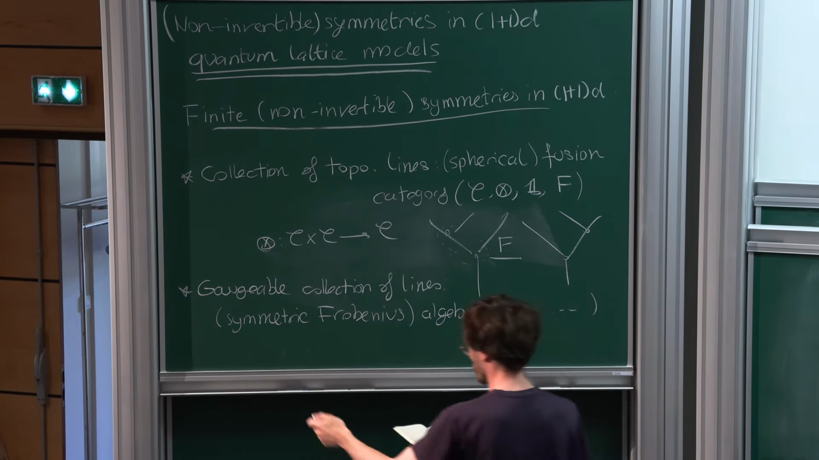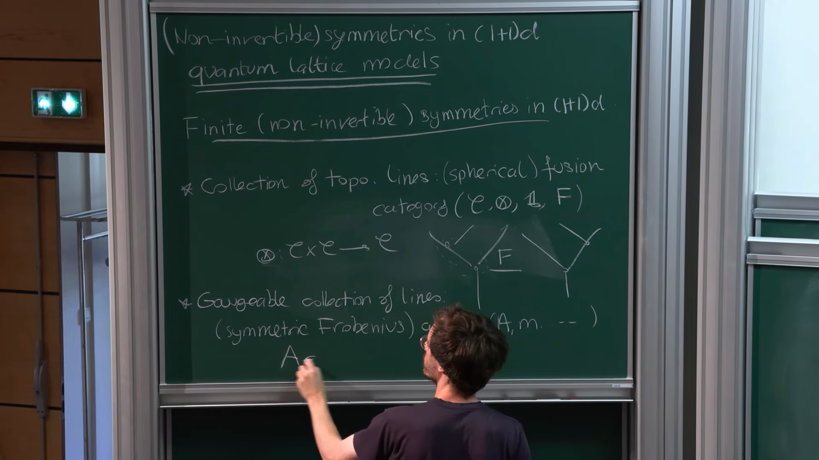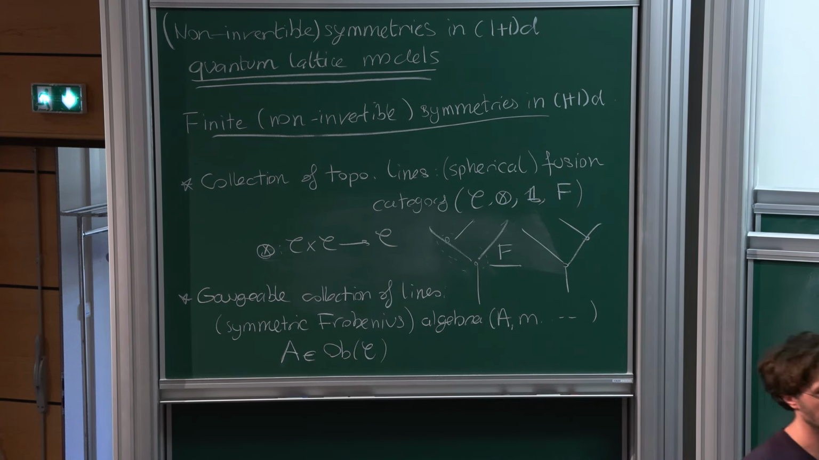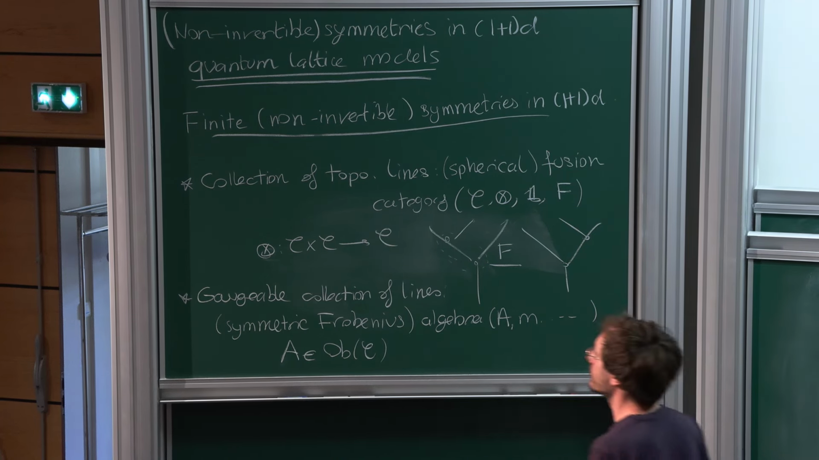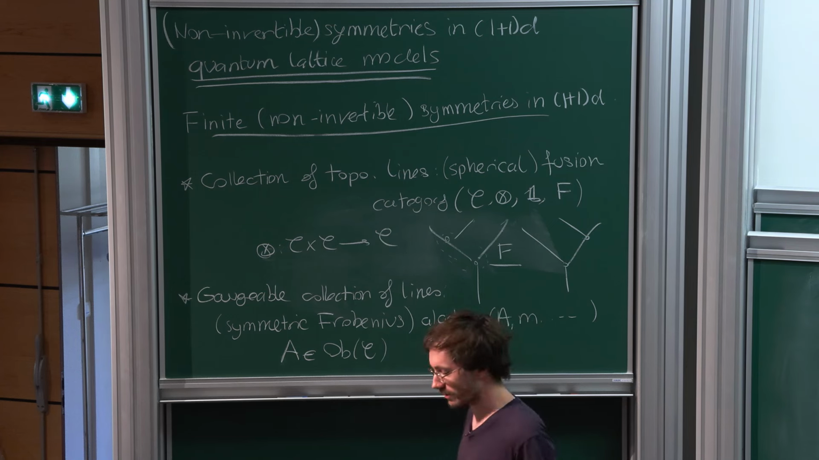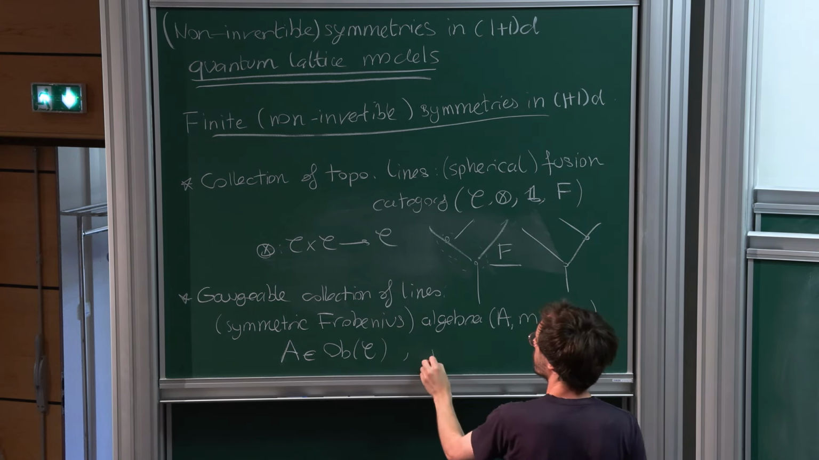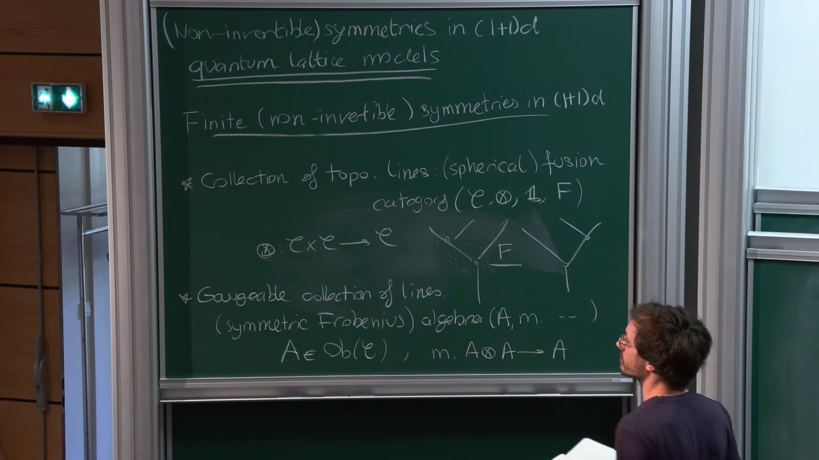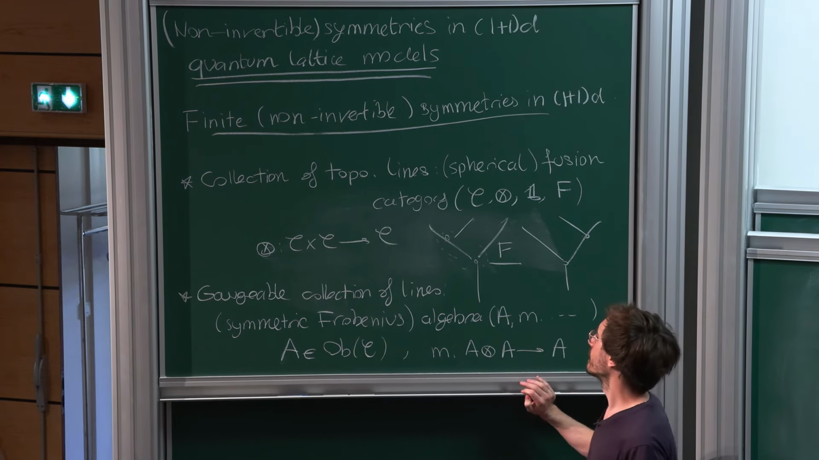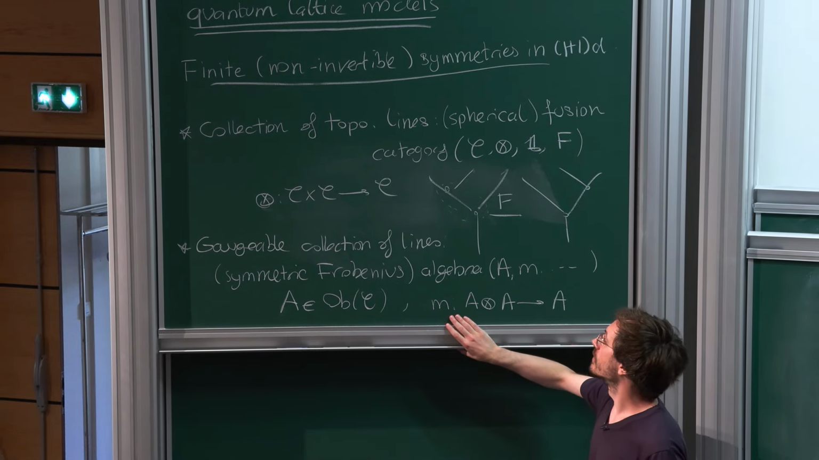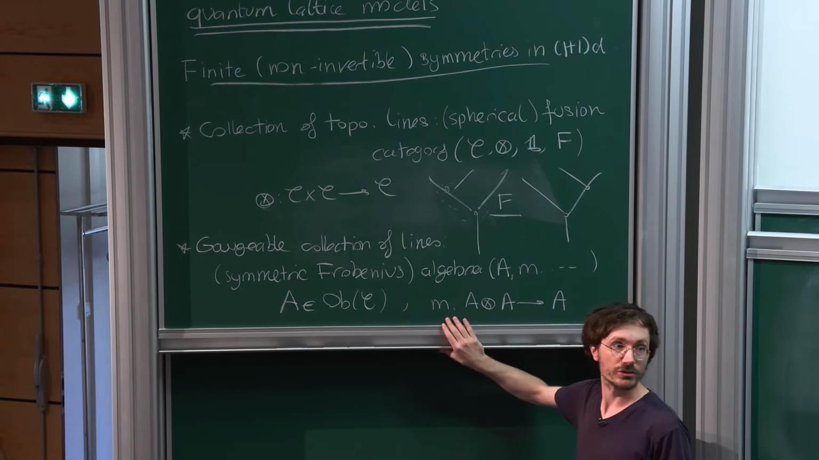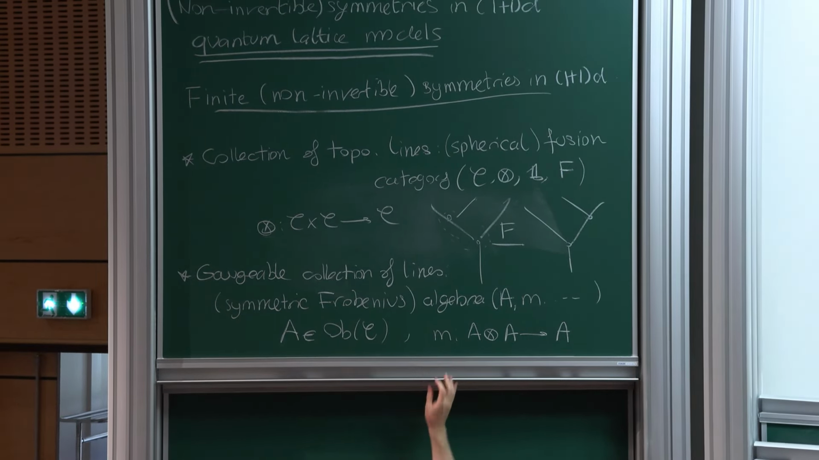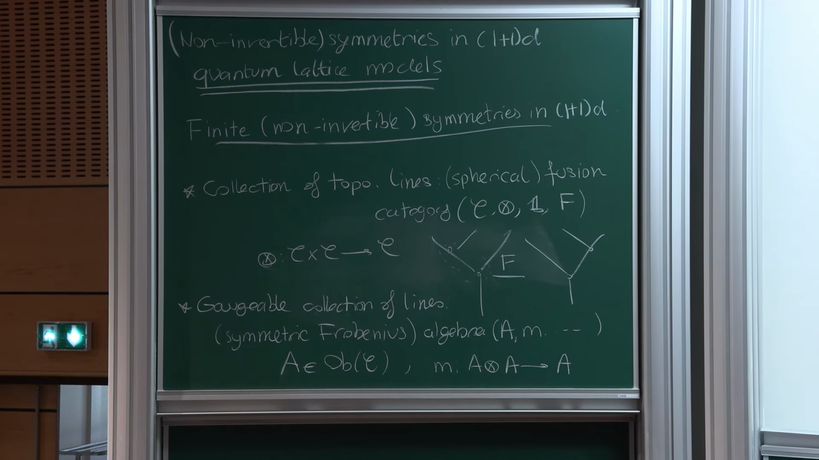A is really the collection of lines. So this is an object in the category. It's typically not a simple line. It can be a direct sum of simple lines, which corresponds to a non-simple object in the category. And you have a multiplication, which gives you access to junctions of such lines. So again, in the case of an invertible symmetry, this junction encodes the choice of discrete torsion, for instance. This gives you access to the twisted gaugings that were considered before.